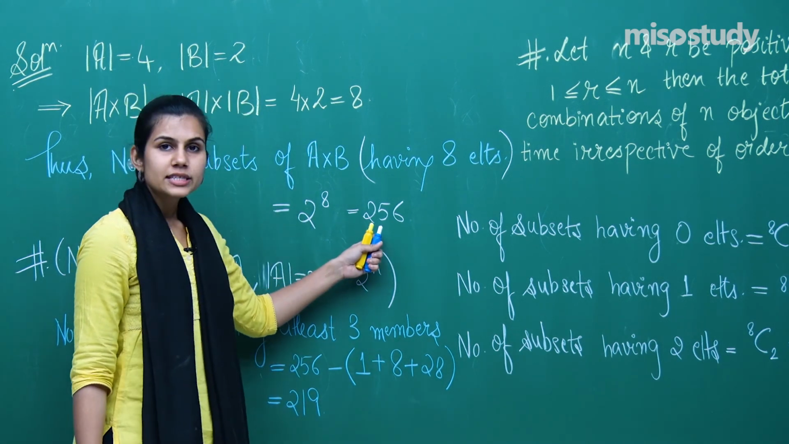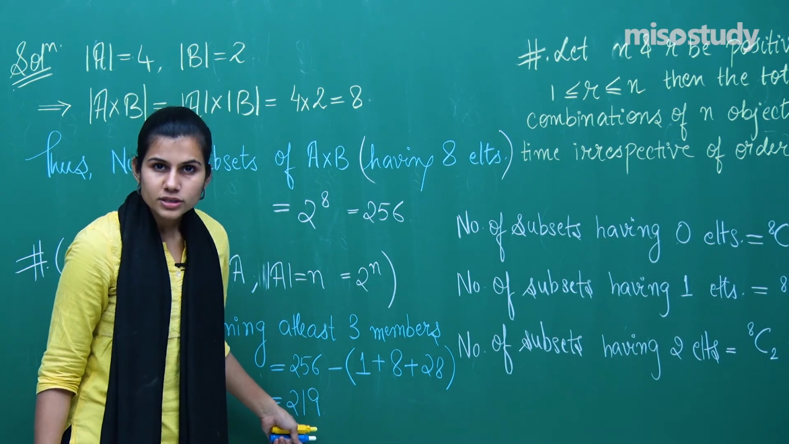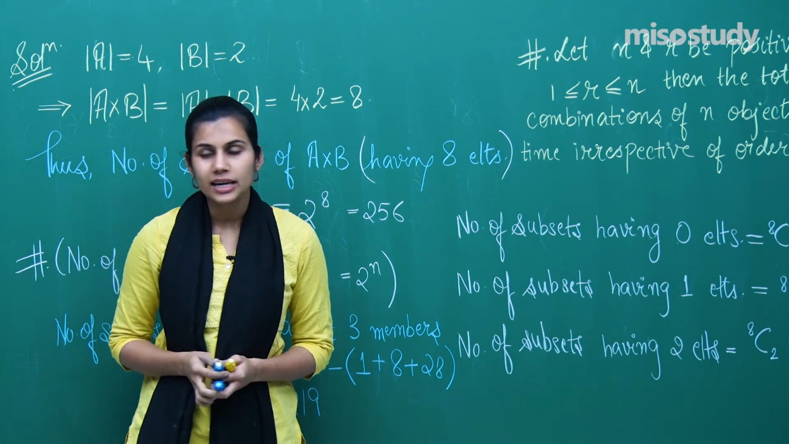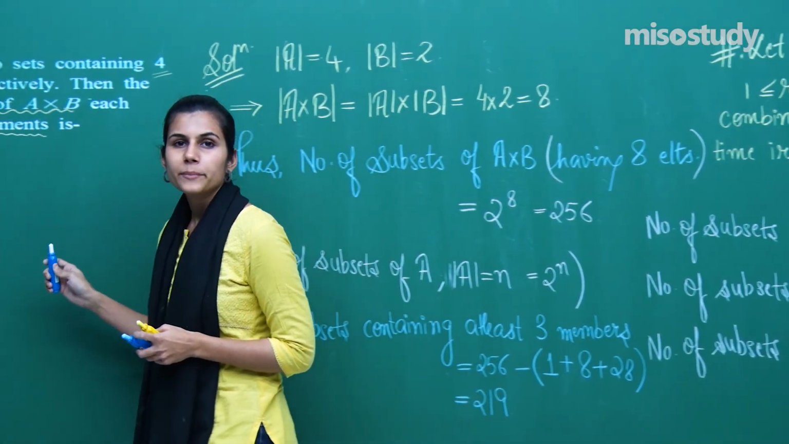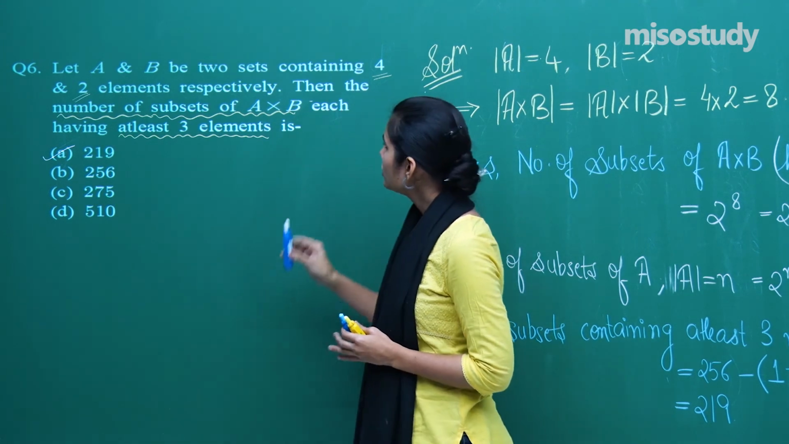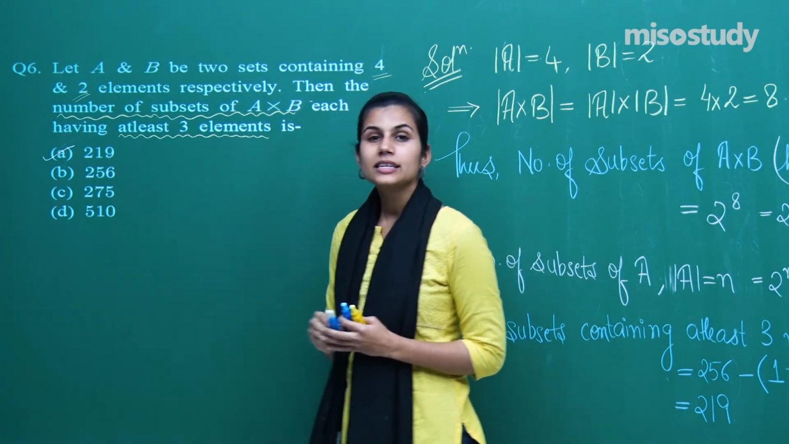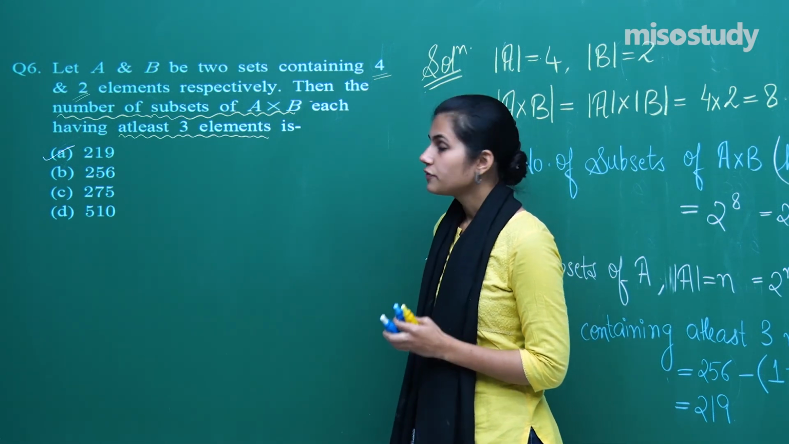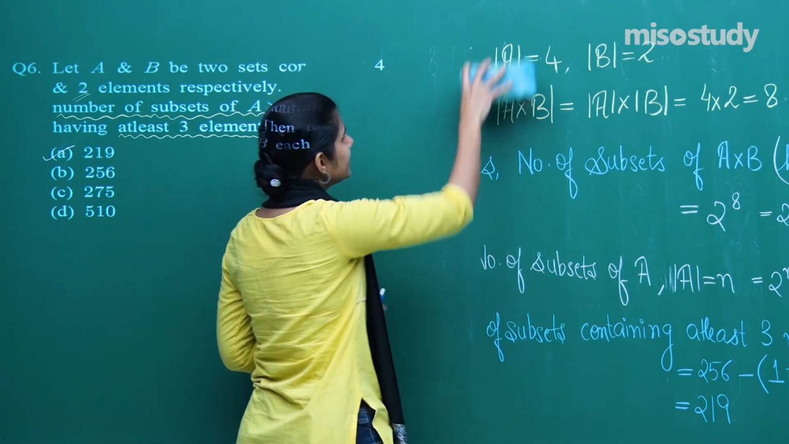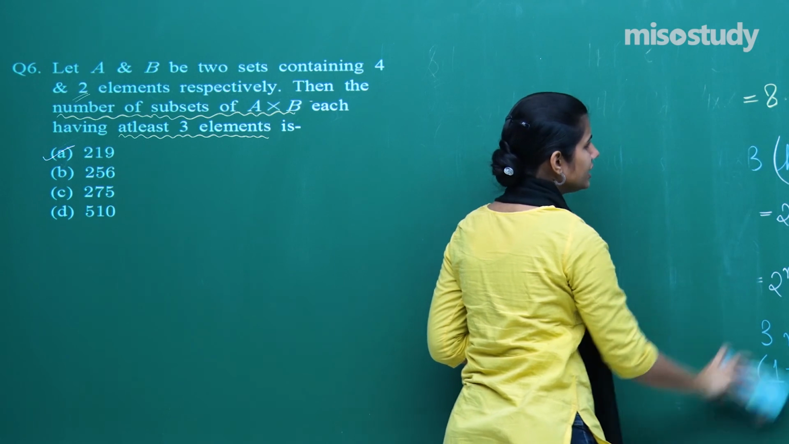Out of 256 subsets of A cross B, 219 subsets are those which contain at least 3 members out of the 8 members in A cross B, and that is why option A happens to be my correct answer. Because the question was to find the number of subsets of A cross B which have at least 3 elements. And that is what we have successfully found, that out of 256, 219 are the only subsets of A cross B having at least 3 members.